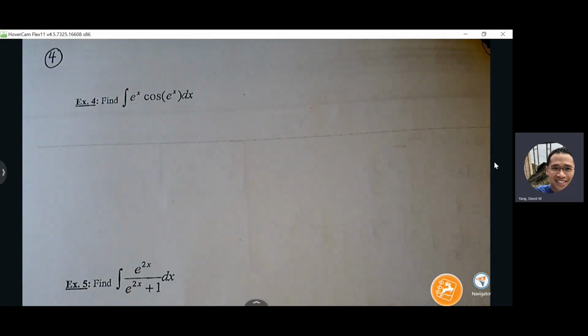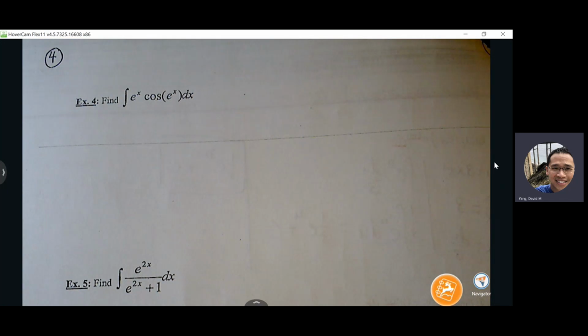Let's just do one more and then we can go to review. Okay, so example 4, e to the x cosine e to the x dx. We can't separate this and say, okay, I'll handle e to the x and then I'll handle cosine e to the x, right? These are connected. So we've got to go through u substitution because there's no one rule that can handle all this going on.